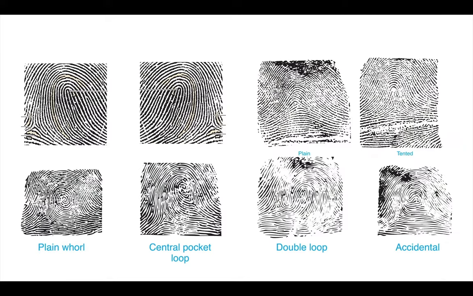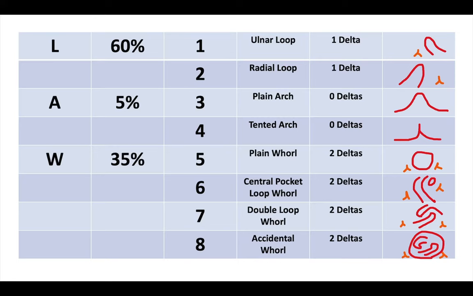So if you're just tuning in, be sure to check out our first video on the 8 general patterns of fingerprints, and that way you'll be caught up to speed. So very quickly here, we have loops, arches, and whorls. An ulnar loop enters and exits towards the pinky. A radial loop enters and exits towards the thumb. All loops have only one delta.